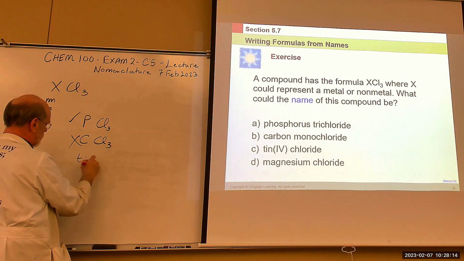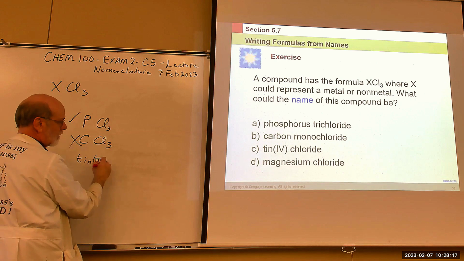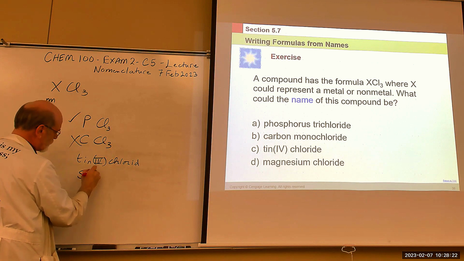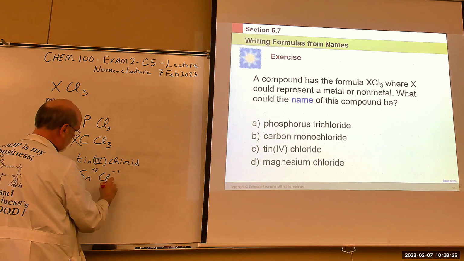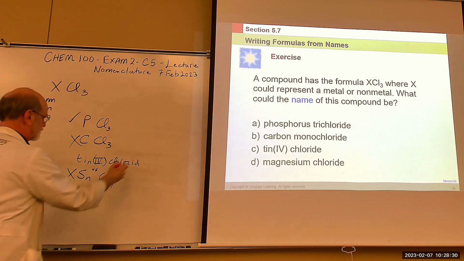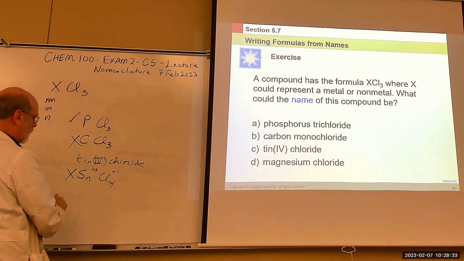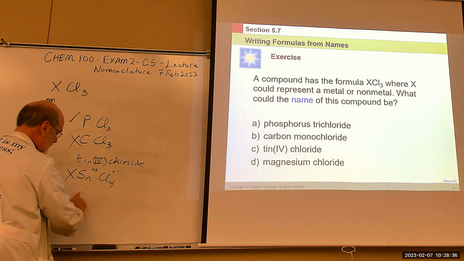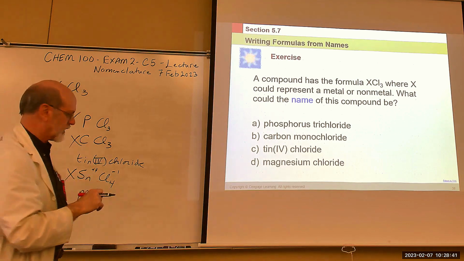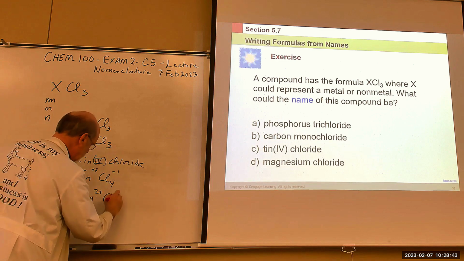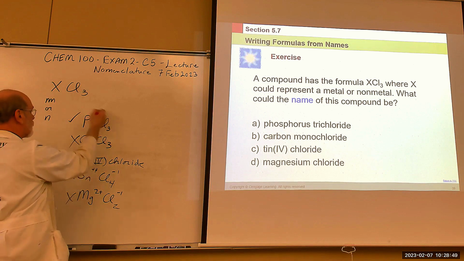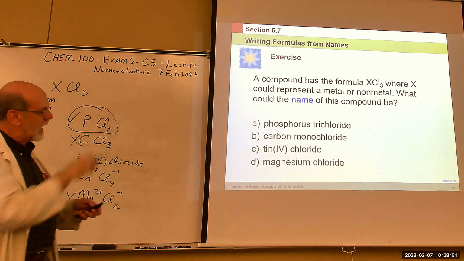How about tin(IV) chloride? Well, tin would be a +4 charge. Chloride's always -1, there'd be 4 of them, right? So no, can't be that one. How about magnesium chloride? Right, so magnesium has a 2+ charge. It's an alkaline earth, always 2+ charge. And chlorine is a -1 charge, so we need 2 of those. Right? No, can't be that one. So the only one it can be is this one, out of those that we're given.